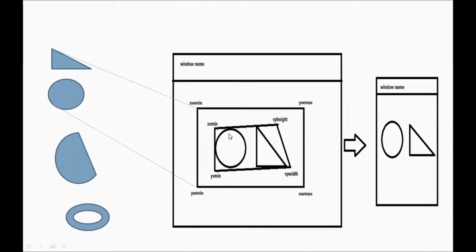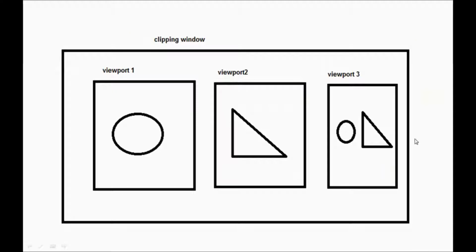So here my viewport is smaller than the clipping window, but sometimes you can assume that the size of the viewport and the size of the clipping window are the same. And what I told, the clipping window can be accommodated with multiple viewports. You can see here, this is the clipping window. Here I am using 3 different viewports. In the first viewport I am displaying the circle. In the second viewport I am displaying the triangle. In the third viewport I am displaying both the objects.